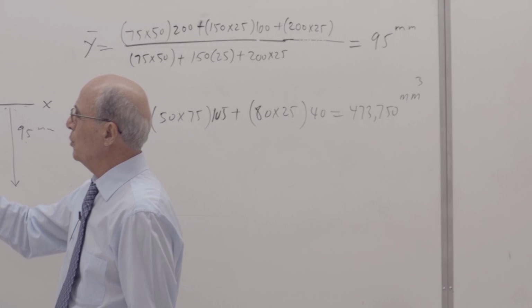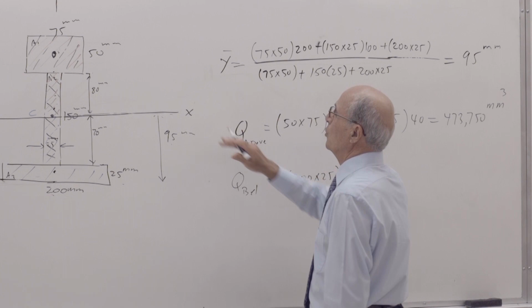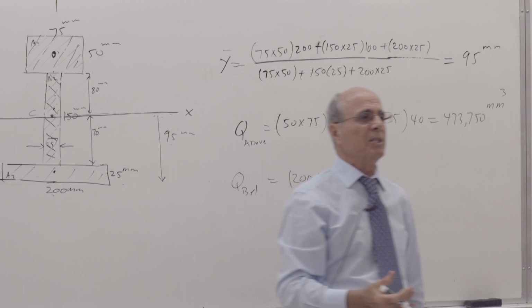200 times 25 is the area. You don't need to use sign. You know that this moment, like the seesaw, if this moment goes like that, this moment goes like this. Everybody understand it? Yes or no? Correct? Because that's the idea of the right-hand rule.